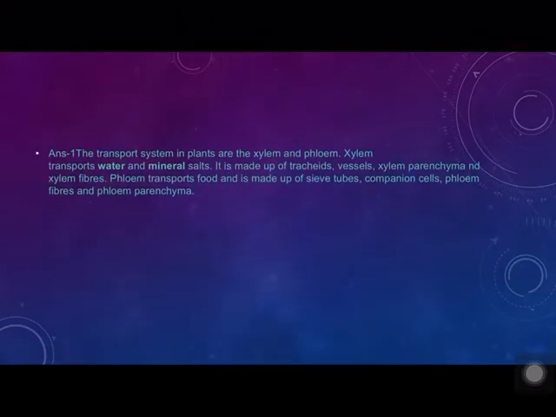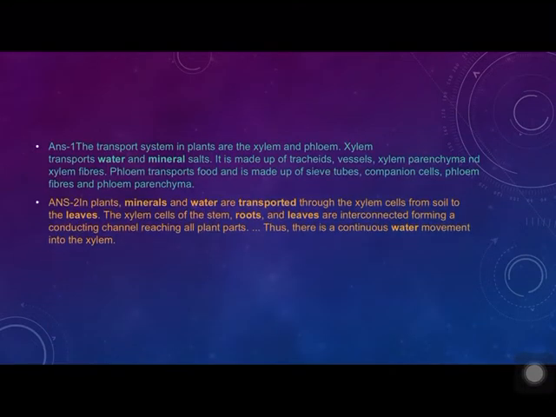First, the transport system in plants consists of xylem and phloem. Xylem transports water and minerals, and it is made up of tracheids, vessels, xylem parenchyma and fiber, while phloem transports food, and it is made up of sieve tubes and companion cells. So this is your answer number 1. Then answer number 2, in plants minerals and water are transported through xylem cells from soil to leaves, and the xylem cells of the stem, roots and leaves are interconnected, forming a conducting channel reaching all plant parts. Thus there is a continuous water movement into the xylem.